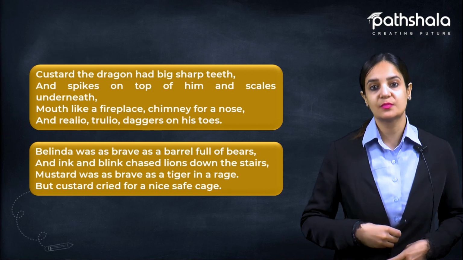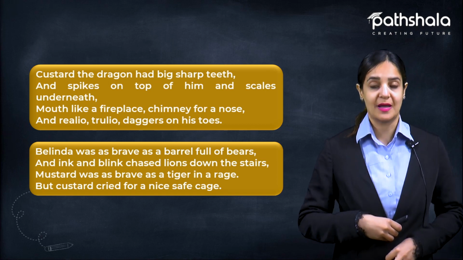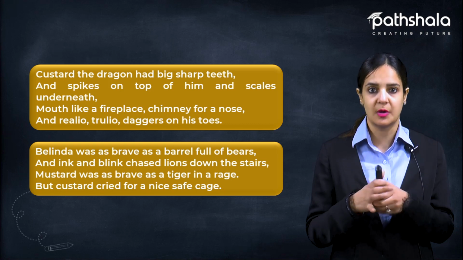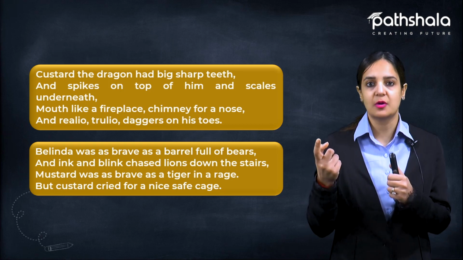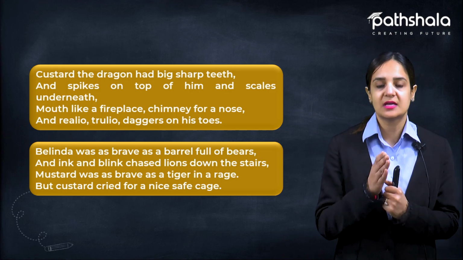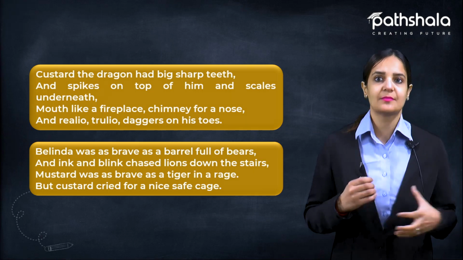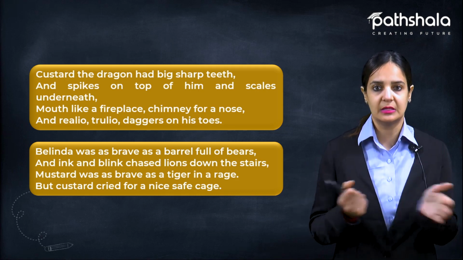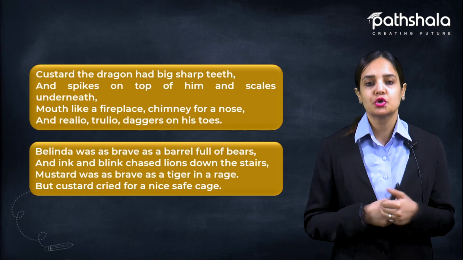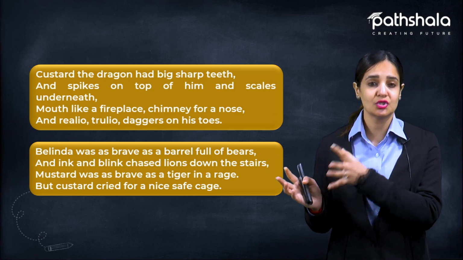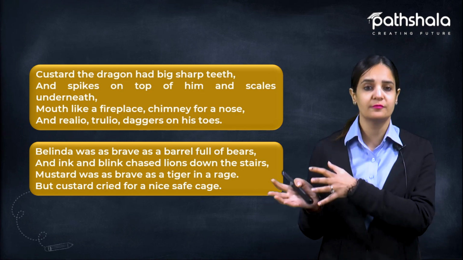Belinda was as brave as a barrel full of beers. So now the characteristics of Belinda are being talked about. In the first paragraph we read about the physical features of Custard. Now Belinda is a very brave girl, as brave as a barrel full of beers. A barrel is where beers are kept. So as a barrel which is full of beers, Belinda is equal to a lot of beers, she's that brave.